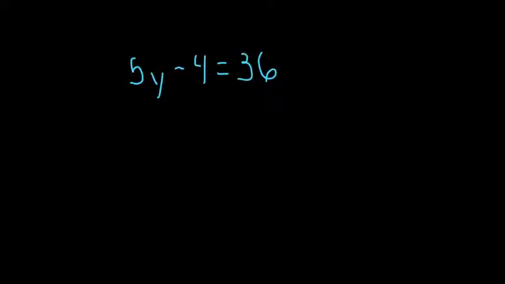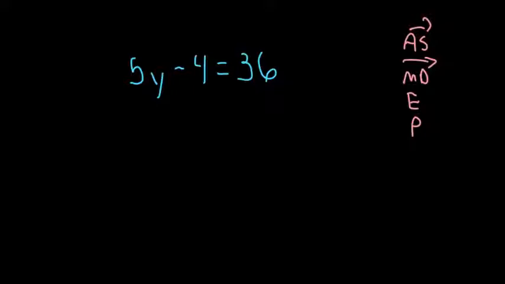Alright, so now we're going to start solving two-step equations. So I have 5y minus 4 equals 36. And when you solve an equation, you have to do order of operations backwards. So I need to get rid of my addition and subtraction first, then my multiplication and division, and then my exponents, and then my parentheses. Here I don't have parentheses or exponents, so I don't need to worry about those. So I'm just looking at getting rid of addition and subtraction first, and then multiplication and division.